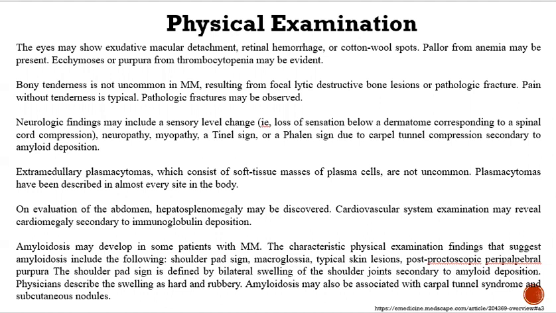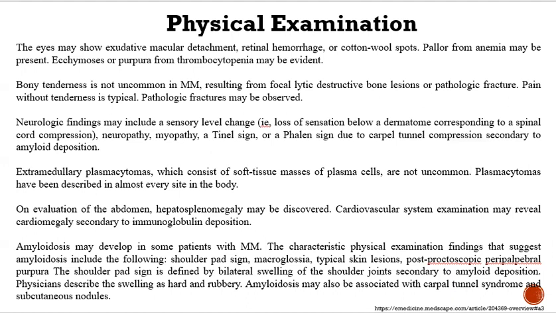Neurological findings include sensory level change, neuropathy, myopathy, Tinel sign, and Phalen sign due to carpal tunnel compression secondary to amyloid deposition. Extramedullary plasmacytoma, which consists of soft tissue masses of plasma cells, is not common. Plasmacytomas have been described in almost every site of the body. On evaluation of the abdomen, hepatosplenomegaly may be discovered. Cardiovascular examination may reveal cardiomegaly secondary to immunoglobulin deposition. Amyloidosis may develop in some patients.